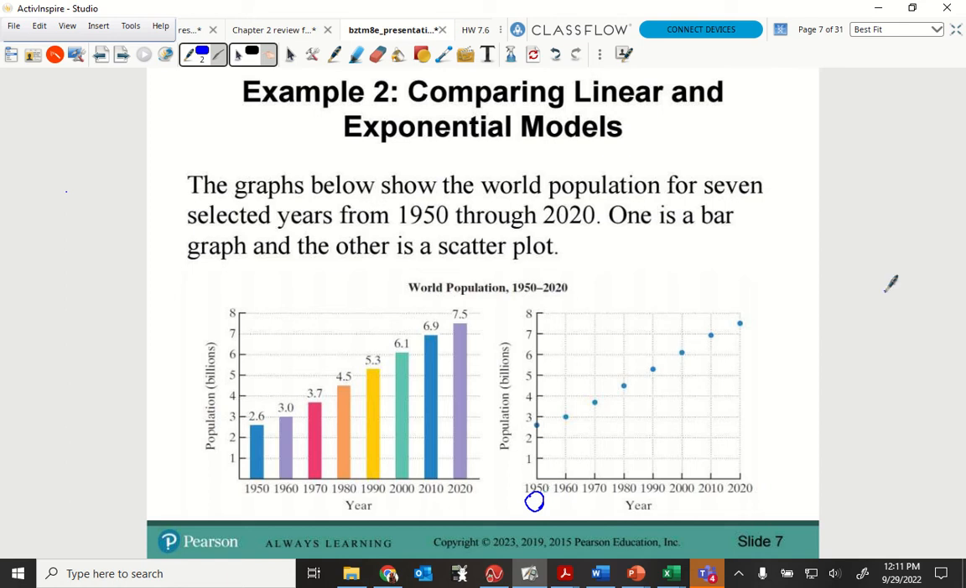Now, after 0, what do you think 1960 would be? 10. Why is it 10? It's 10 years, right? Okay, there we go. That's why. They're 10 years apart. So this is going to be 10. Next one is going to be 20. All right, and so on, all the way down.